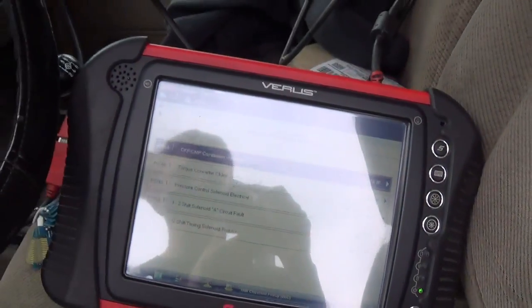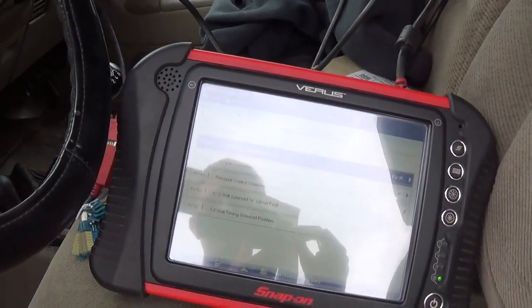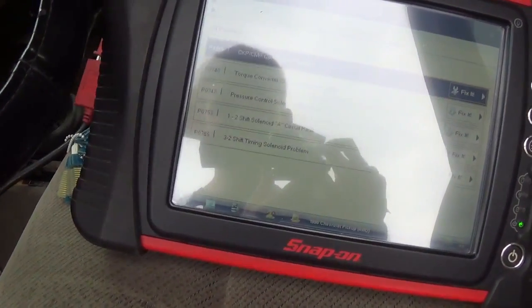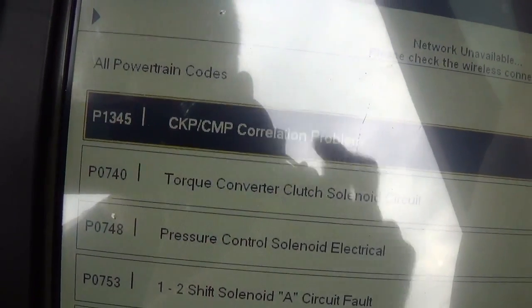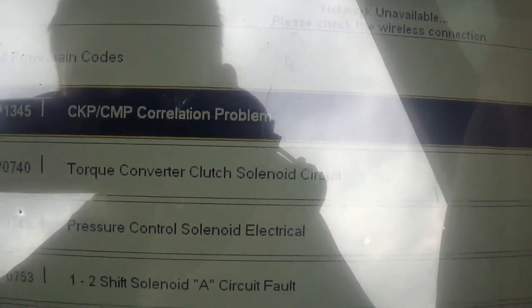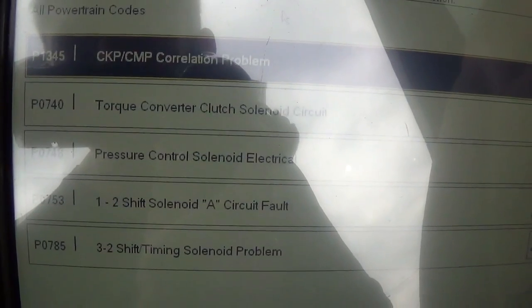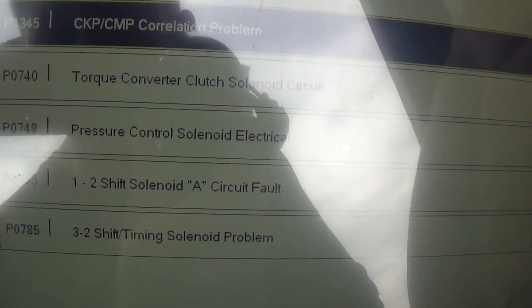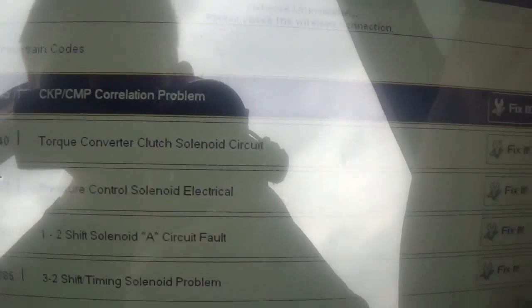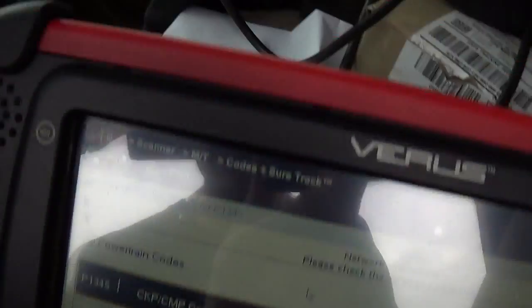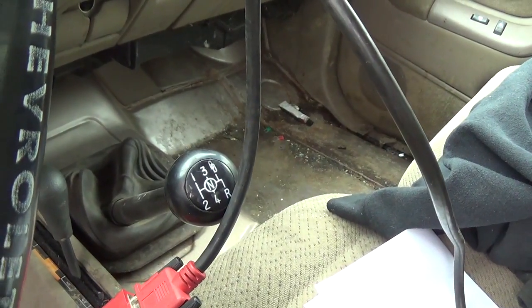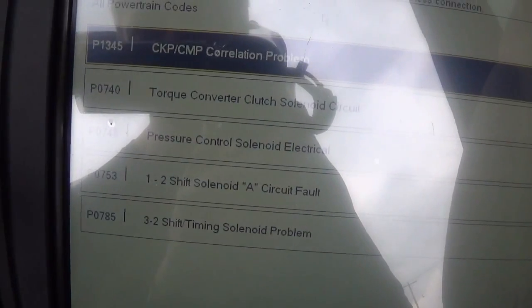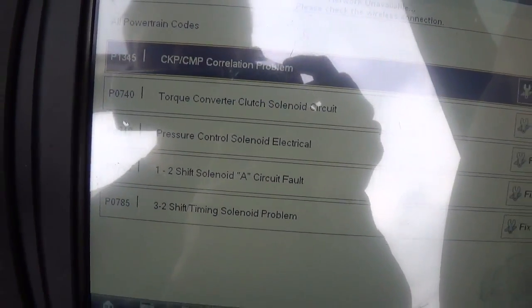So anyways, customer complaint is no power under load. Just, you know, press the gas and it doesn't go anywhere. Here are the codes that I pull out of it. 1345 cam crank correlation, then a whole bunch of shift solenoid, timing, pressure control, transmission codes, but this is a manual transmission, so I don't know what those codes have to do with anything, but we're just going to ignore them for now. I'm going to start it up and see how it runs.